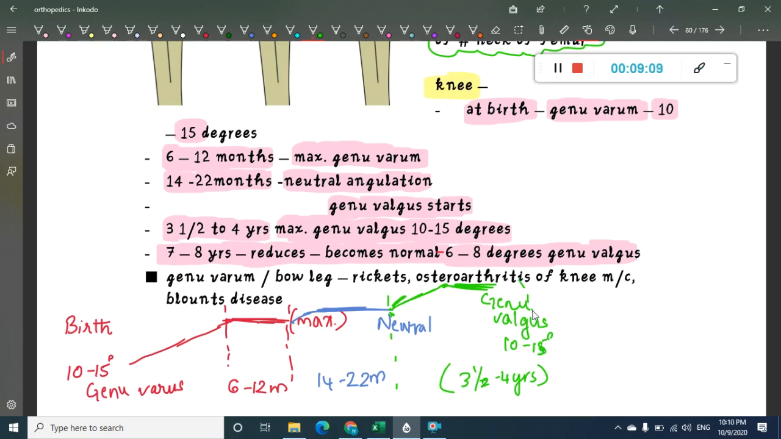And then from 7 to 8 years, this again becomes neutral, normal, and there will be only 6 to 8 degrees of genu valgus. So these are the normal changes that occur in the knee.